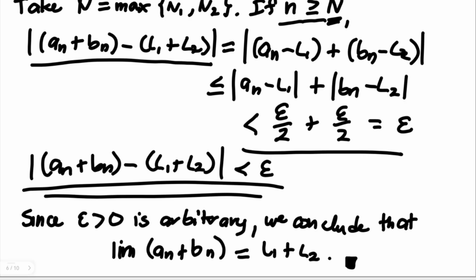We have shown here that this limit theorem for the limit of the sum is true for sequences a sub n and b sub n, following this proof.